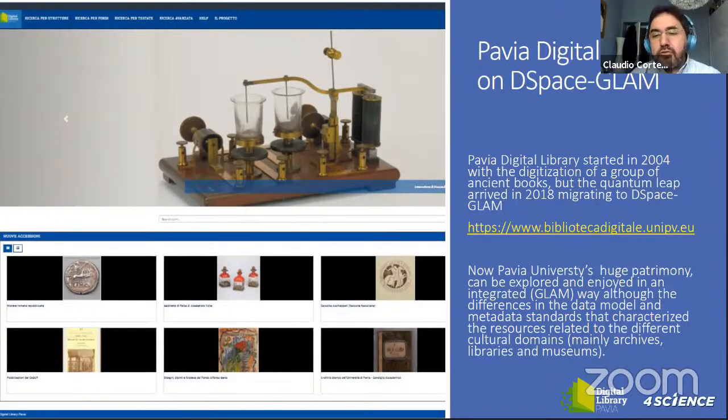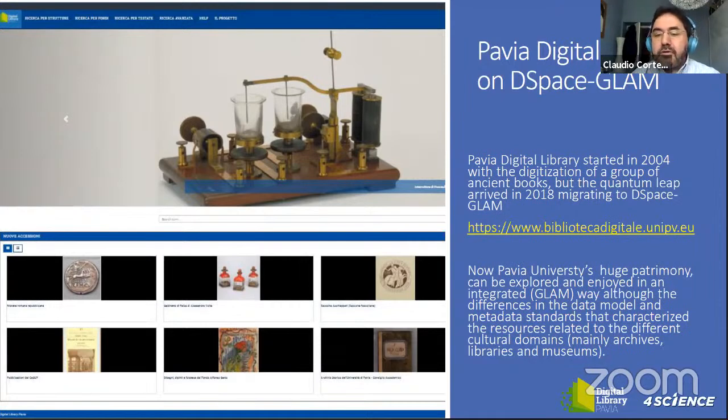But the real quantum leap arrived in 2018, when they migrated the digital library to DSpace GLAM, the open source digital library management system built on top of DSpace and DSpace CRIS. In this way, they have been able to manage also some digital collections that couldn't have been included in the first release of the digital library due to differences in metadata standards and in their data model.